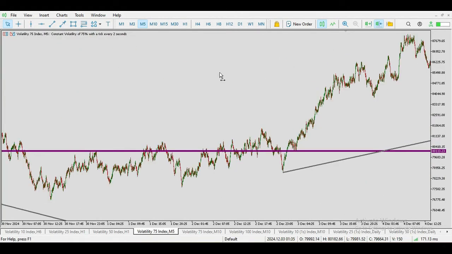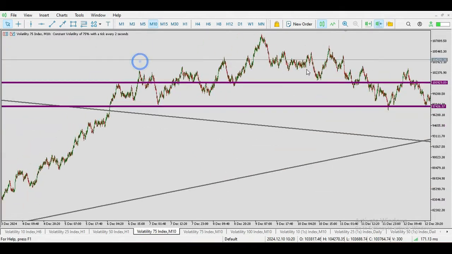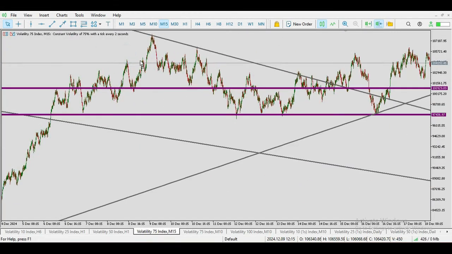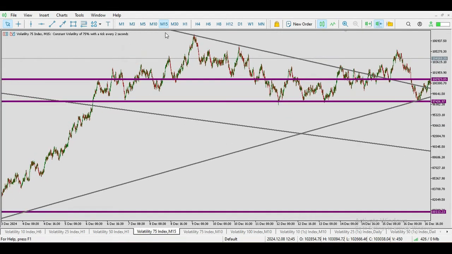That means the weekly zone should be a little bit higher. So let's go to 10 minutes. This is the daily. So we couldn't find the weekly trend line on the 5 minutes and on the 10 minutes, right? But we can still discover it on the 15 minutes time frame, right?